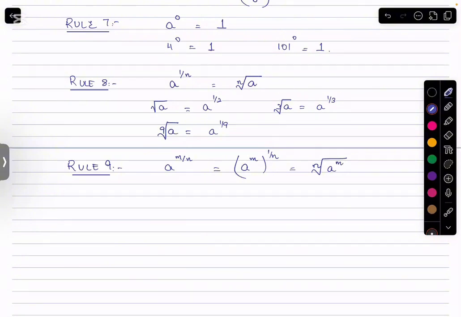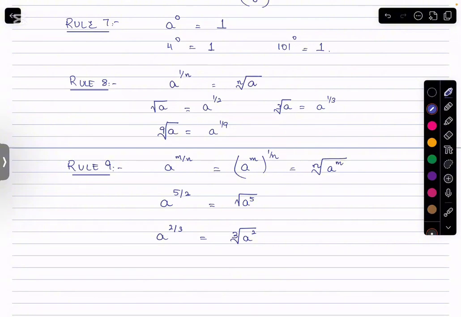ठीक है? Meaning अगर आपके पास होता है ना a to the power 5 by 2. So 5 by 2, 2 is in the denominator. 1 by 2 का मतलब है we are taking the square root for a to the power 5. ठीक है? मीनिंग अगर आपके पास है a to the power 2 by 3, then I can simply say it's the cube root of a squared. Understood?